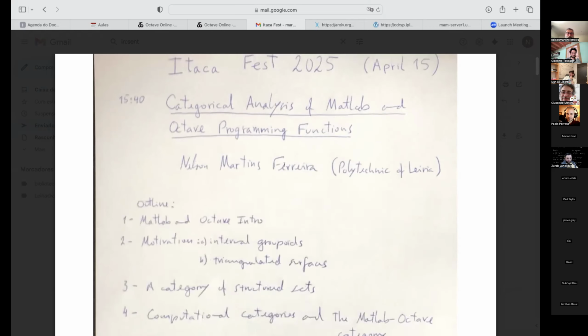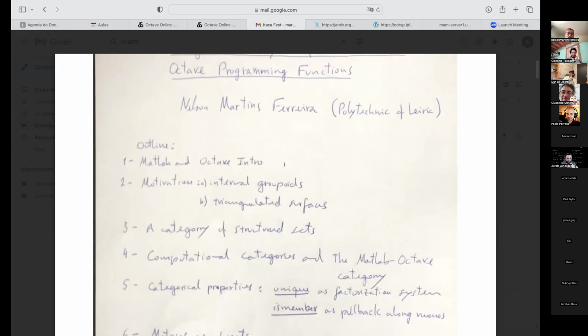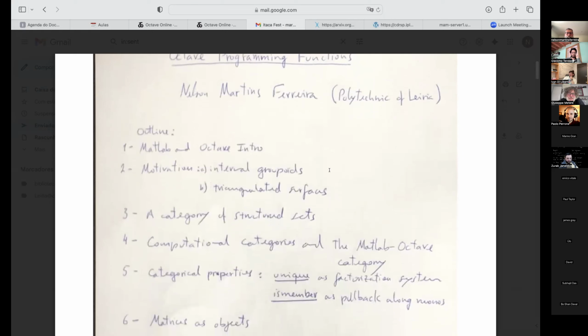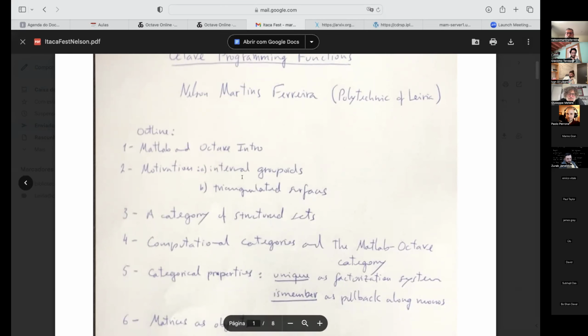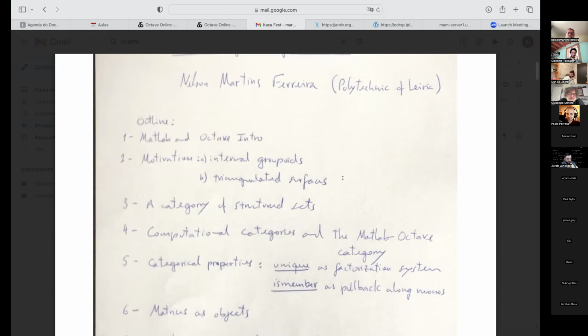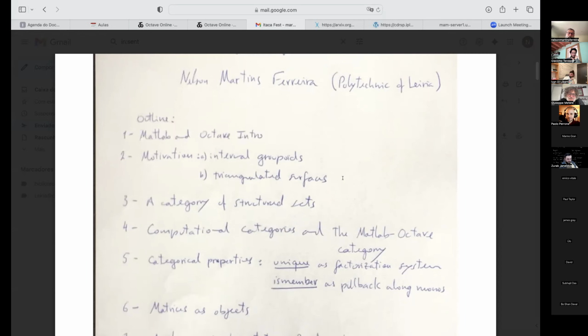So for my talk, here's the outline. I will show a very quick intro of MATLAB and Octave for those that are not familiar, and I will go directly to the functions that we will use. And then I will show two main motivations that came to the analysis of categorical structures modeling computational systems.